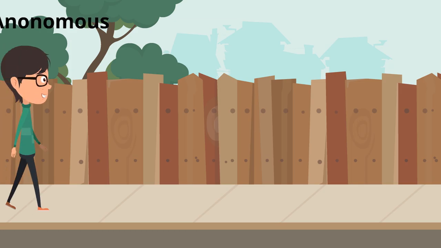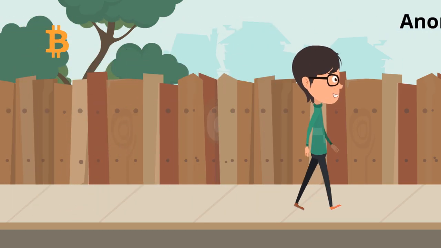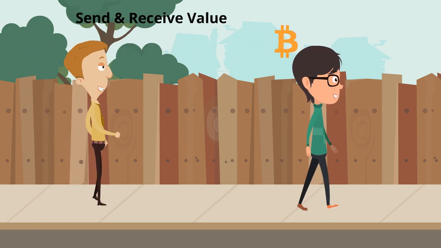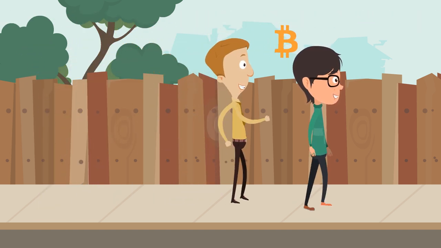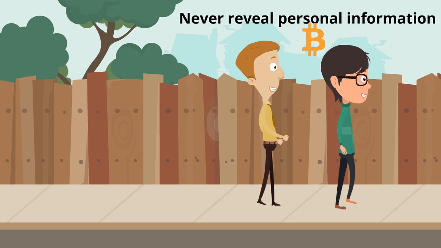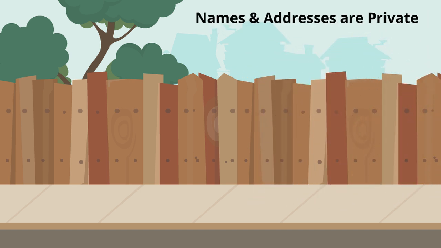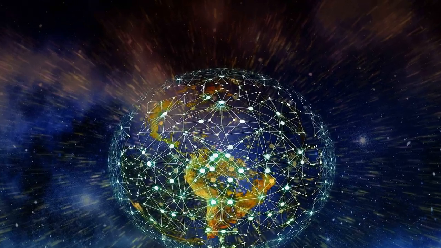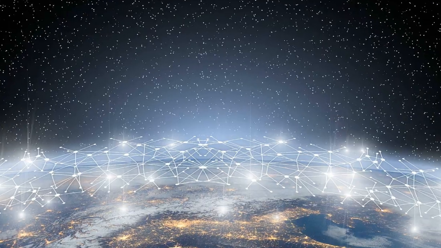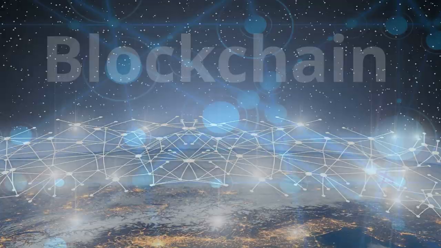Finally, it's simultaneously anonymous and transparent, meaning that participants can send and receive value without ever having to identify personally revealing information like names or physical addresses, and that every transaction is recorded for everyone to see in a publicly available ledger called the blockchain.